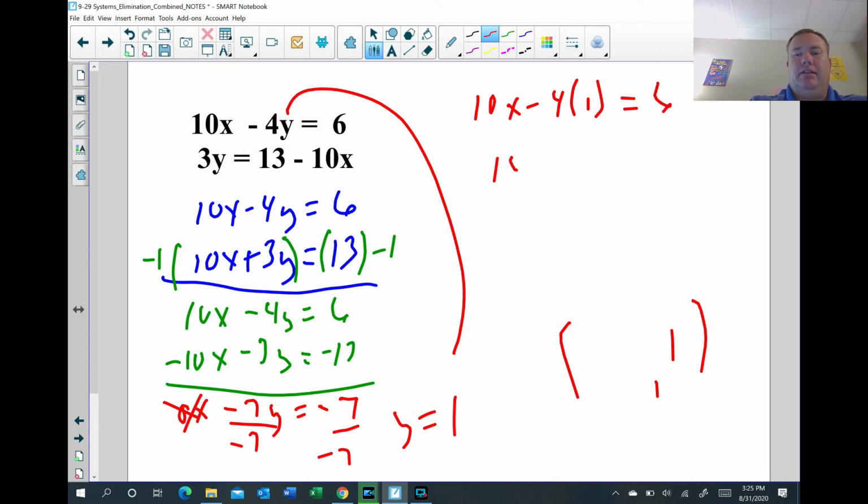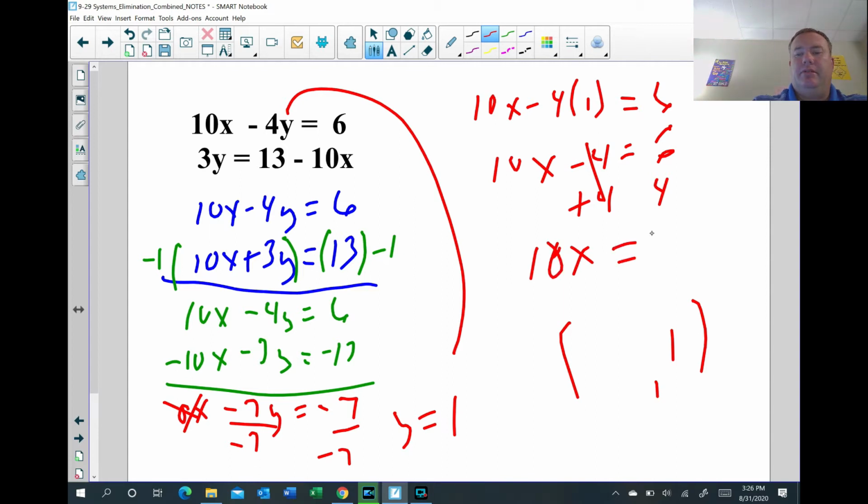Well, you got 10x, negative 4 times 1 is -4, equal to 6. All right, it's a 6, not a -6. There we go. From here, add 4 to both sides. 10x, sorry guys, pen's taking a little bit of time on me, equal to 10. Divide both sides by 10. X equals 1. So if I were to graph these two lines, they would cross at the intersection point of 1, 1. All right, next one.